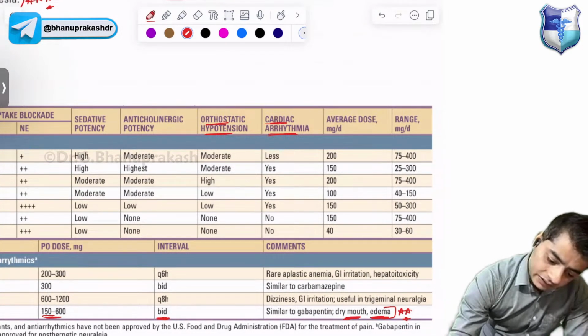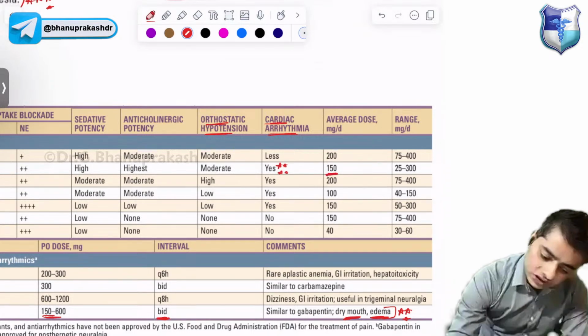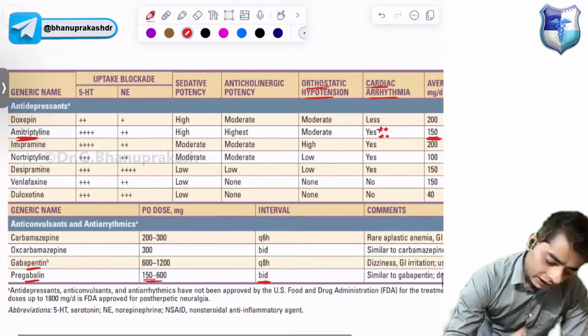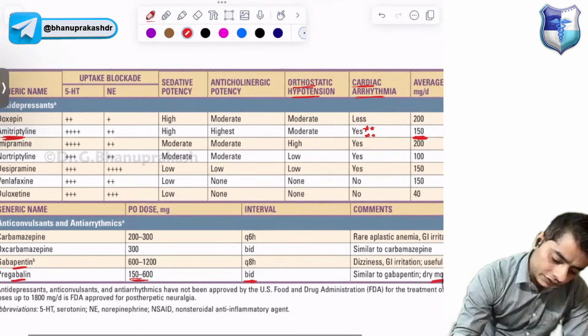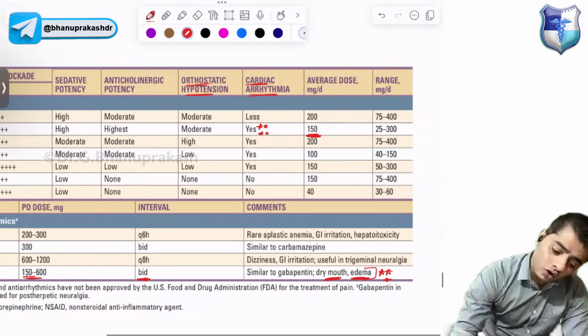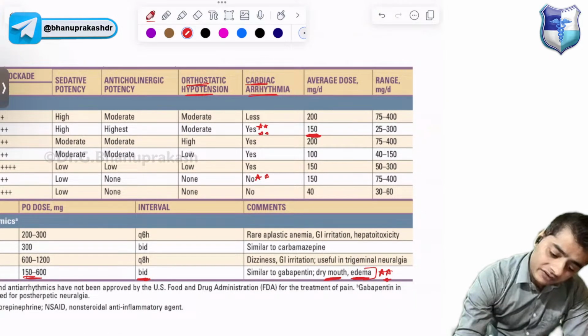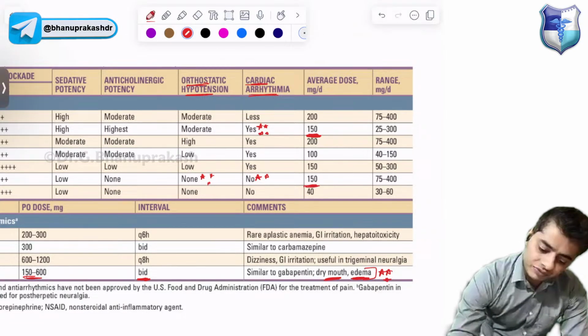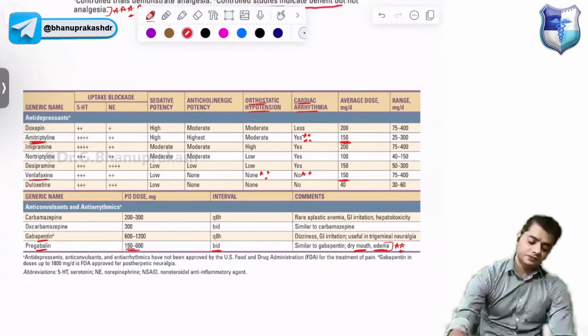It has cardiac arrhythmia potential. Dose is 150. Okay, and another question generally asked on this drug: it doesn't have any effect on cardiac arrhythmia and doesn't have any effect on orthostatic hypotension. And dose is around 150 mg per day. That is average.